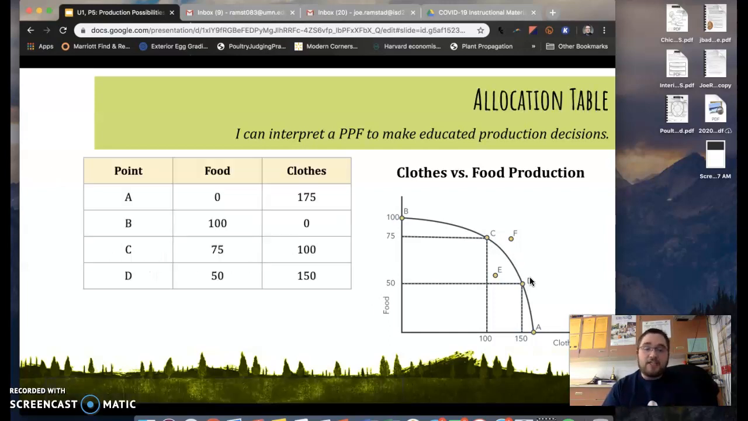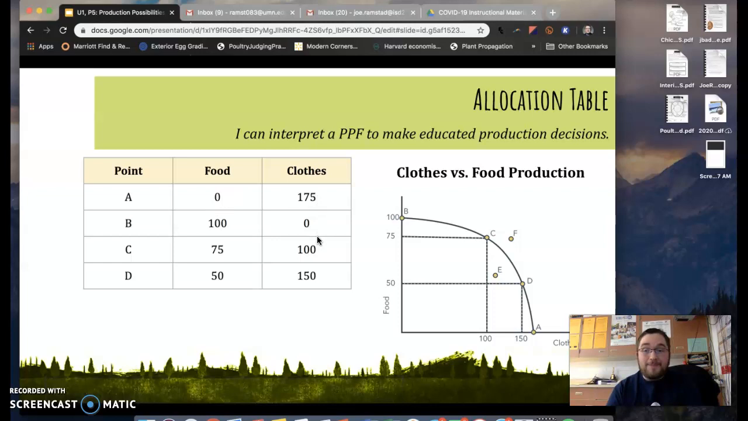This is an allocation table, and basically it's a fancy way of saying what is being indicated on the graph here. Bear with me, this is kind of a weird graph because it doesn't go in order of A, B, C, and D like the graph that we'll see later. A is down here, B is over here, and C and D are in the middle. At point A, there is no food being produced, 0, but we're estimating about 175 units of clothes are being produced at this point. So on this allocation table, we can put 0 for food and 175 for clothes.